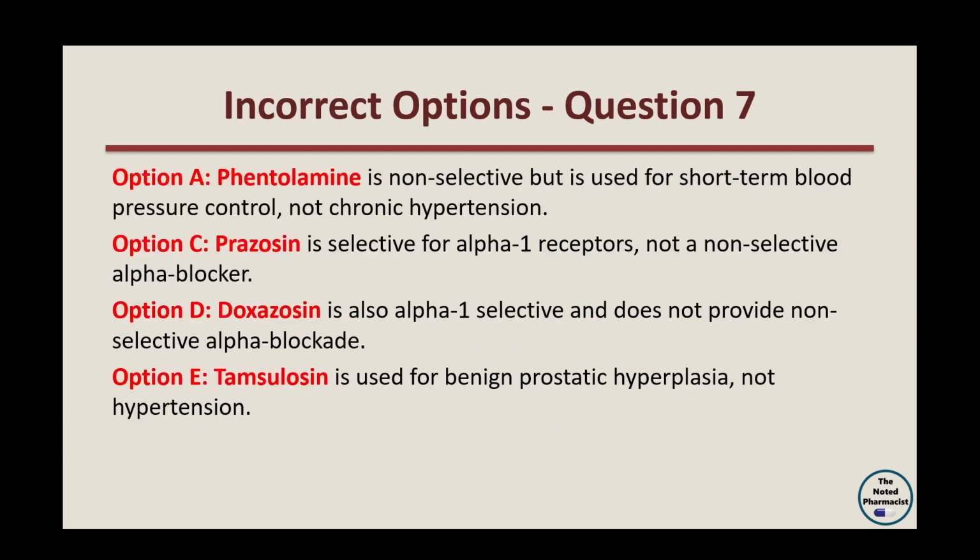Here is the explanation for incorrect options. Option A, phentolamine is non-selective but is used for short-term blood pressure control, not chronic hypertension. Option C, prazosin is selective for alpha-1 receptors, not a non-selective alpha blocker. Option D, doxazosin is also alpha-1 selective and does not provide non-selective alpha blockade. Option E, tamsulosin is used for benign prostatic hyperplasia, not hypertension.